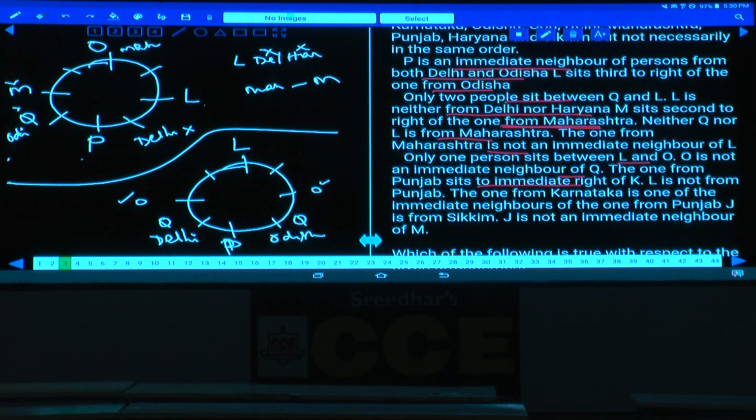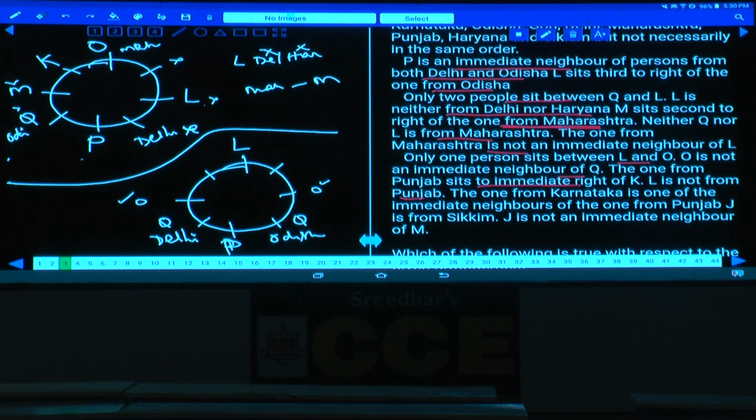The one from Punjab sits to the immediate right of K. If the person K is from Delhi and L is from Punjab, is it possible or not? No. L is not from Punjab, that is clearly given. As L is not from Punjab, this condition is ruled out. K cannot be at this place, K cannot be here, K cannot be here as well. Then what is the only possibility left over here? K must be at this place.